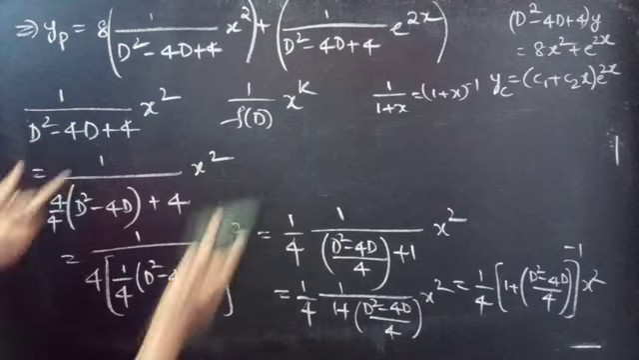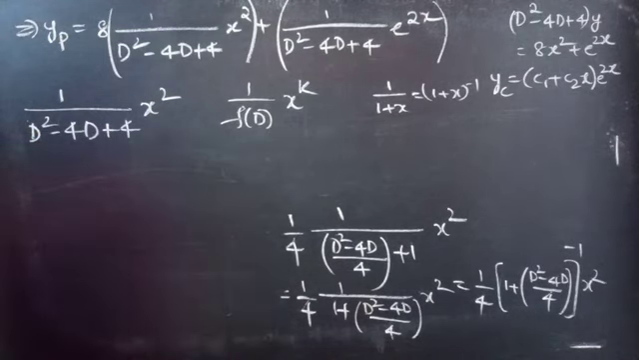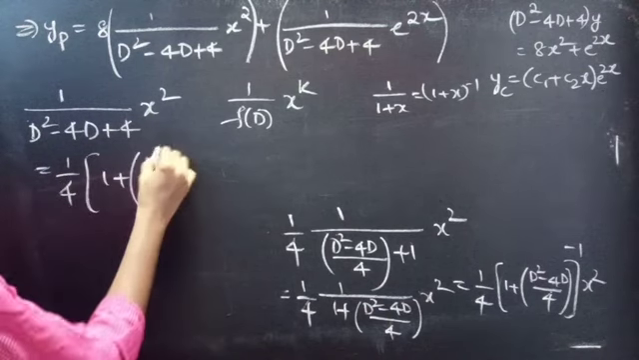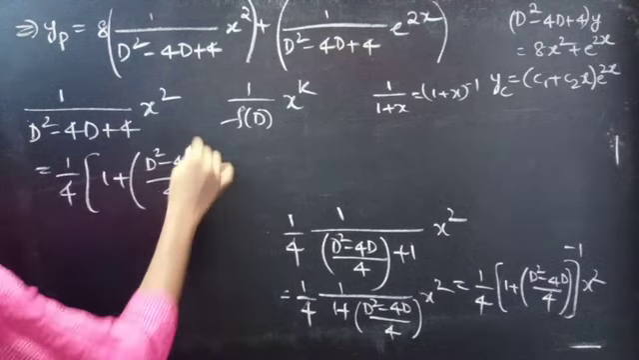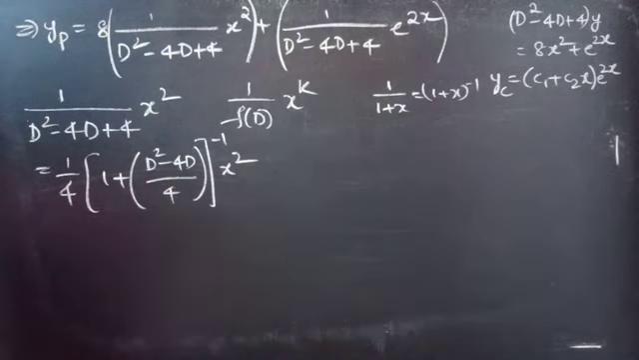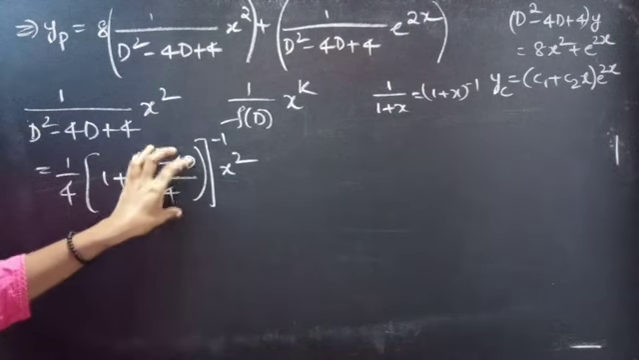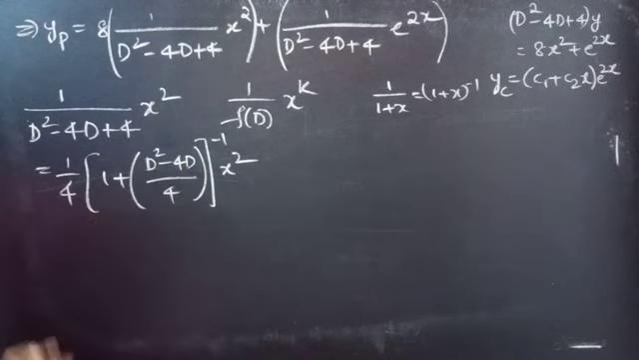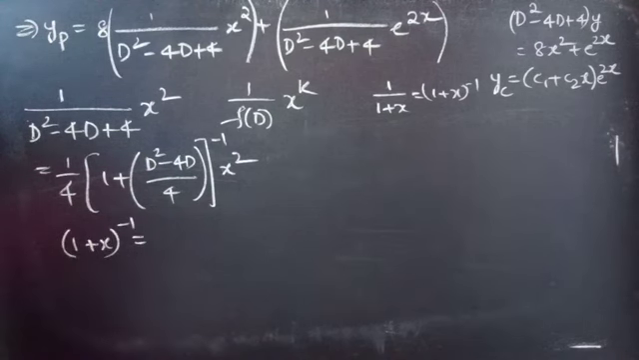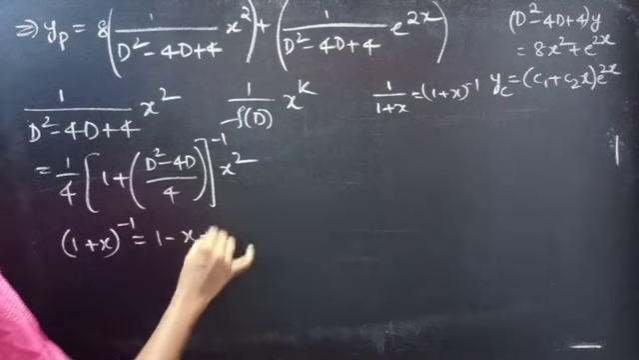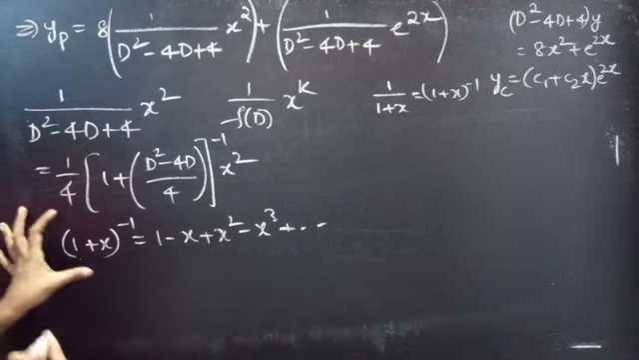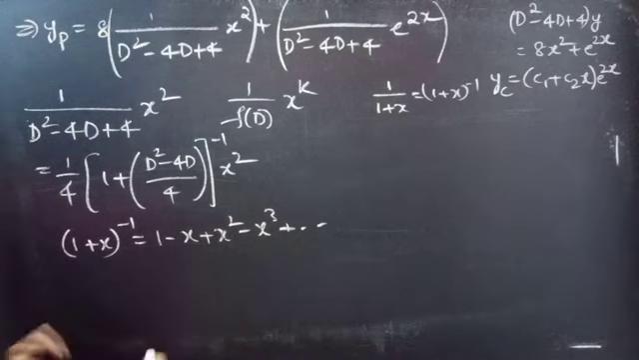Now we got the first term equals 1 by 4 into 1 plus d square minus 4d by 4 whole inverse into x square. Now we'll expand 1 plus the term in d whole inverse using the 1 plus x whole inverse binomial series expansion, 1 minus x plus x square minus x cube plus so on. Okay, before heading to this expansion, we'll find derivatives of x square.